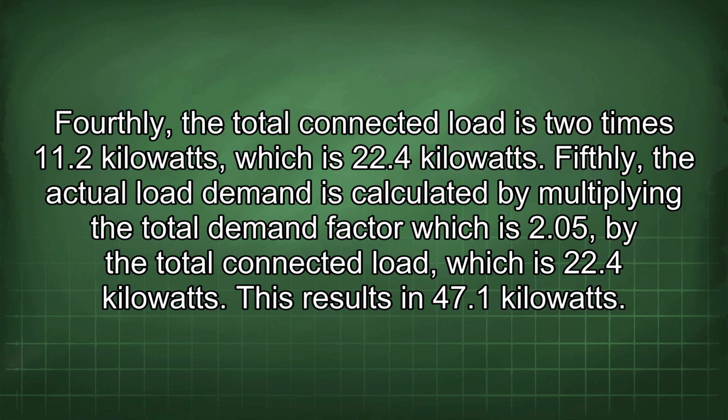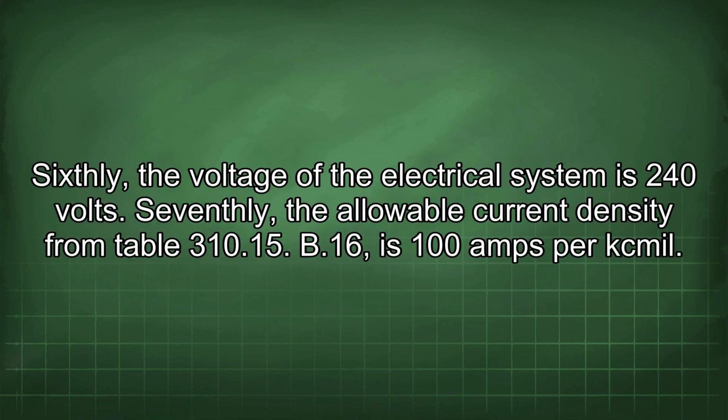Fifthly, the actual load demand is calculated by multiplying the total demand factor, which is 2.5, by the total connected load, which is 22.4 kilowatts. This results in 47.1 kilowatts. Sixthly, the voltage of the electrical system is 240 volts. Seventhly, the allowable current density from Table 310.15.B16 is 100 amps per kcmil.